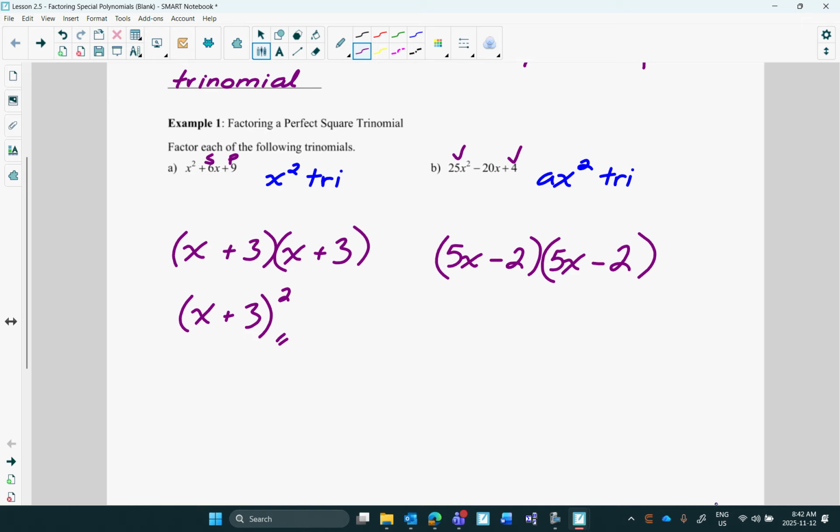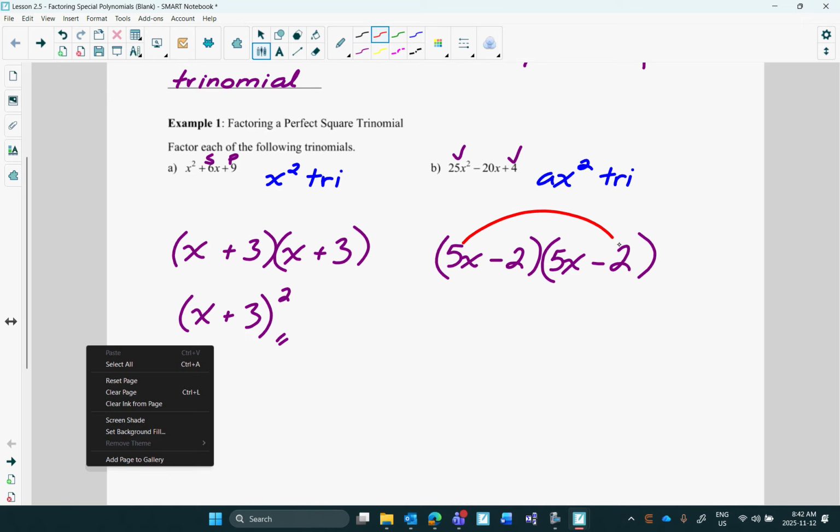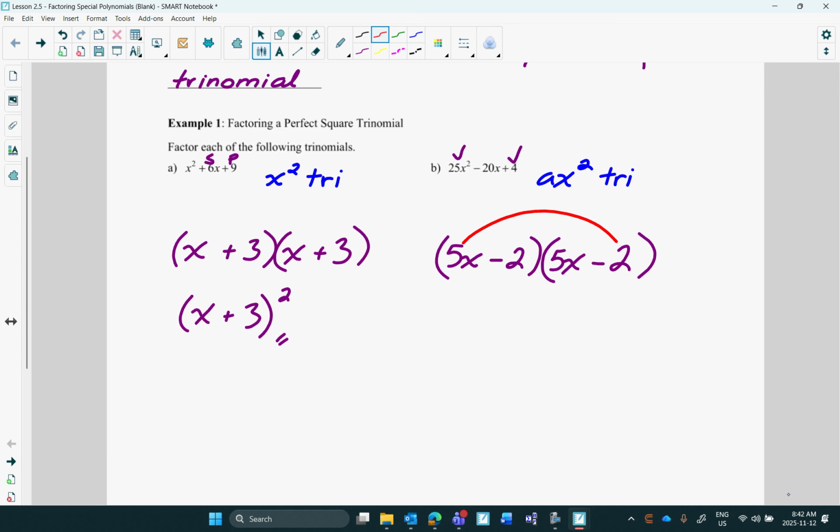But then I've got to check to make sure the middle works. And this is where I do my little rainbow. What's 5x times -2? -10x. And inside, -2 times 5x, -10x again. And together those make -20x, which is what I'm looking for. So we found it.